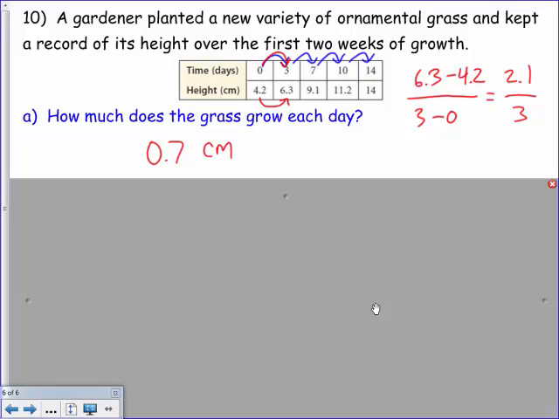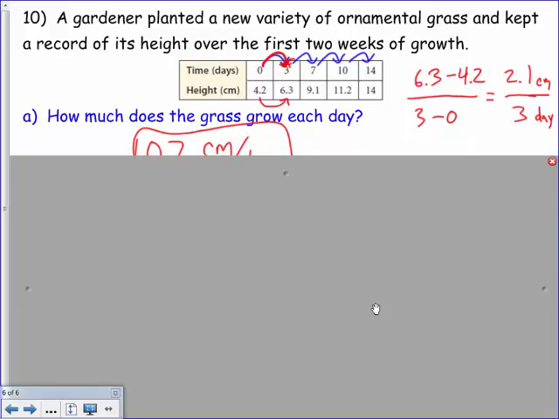Well, it kind of tells me up here. I got centimeters up top over days on bottom. So it's like centimeters per day. I'm going to write that as an actual nice little label there. Centimeters per day. Okay, so use that table. Just be careful. If it's not counting by ones, you're probably going to have to subtract and then divide just like we did.